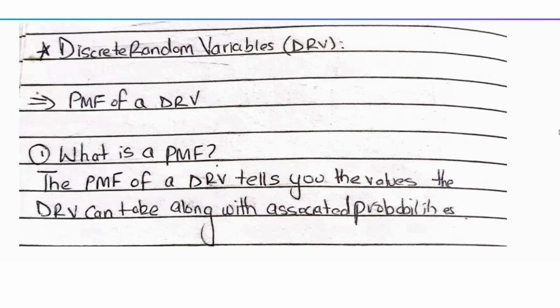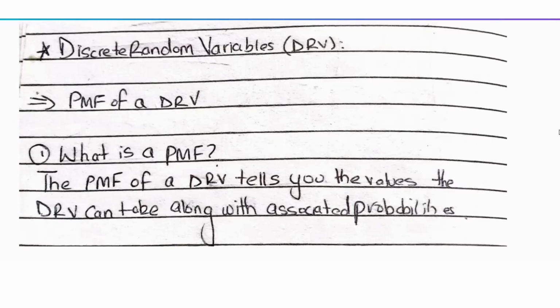We want to look at discrete random variables in detail now. We talked about how a discrete random variable is one that has finite values or countably infinite values. When we're discussing discrete random variables, we're going to start with what we call the PMF of a discrete random variable. The full form of PMF is probability mass function. Now, what is a PMF?